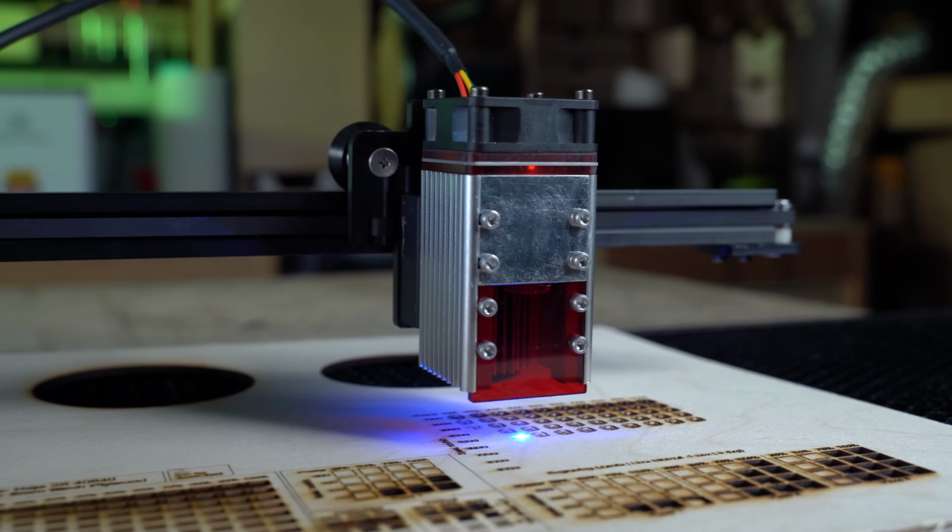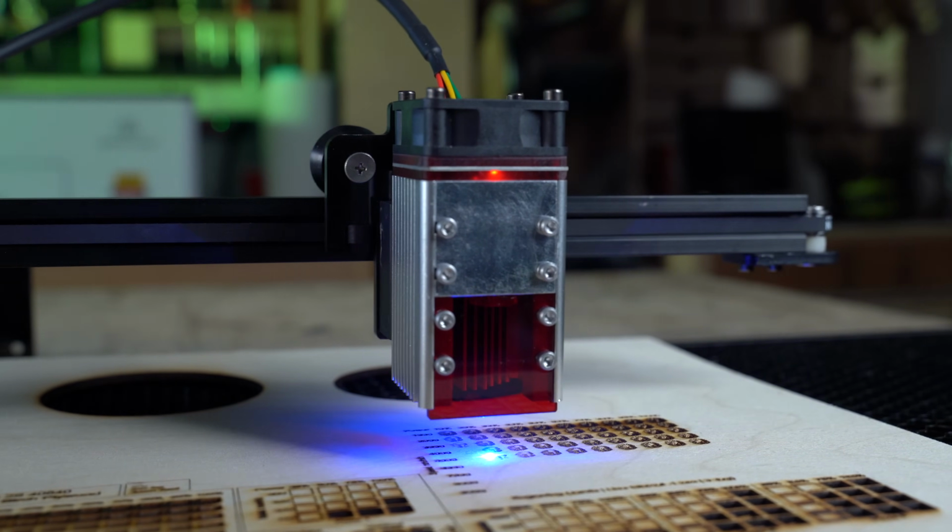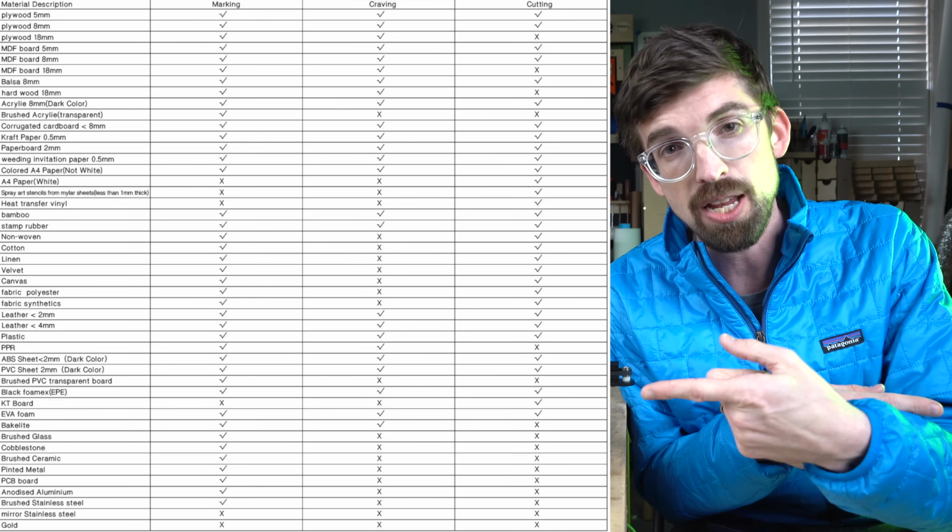So the cutting performance is surprisingly good, but this does a good job engraving. I didn't do a ton of material tests. We just did wood in this video, but you can see a list of all the different things that you can both cut and engrave.